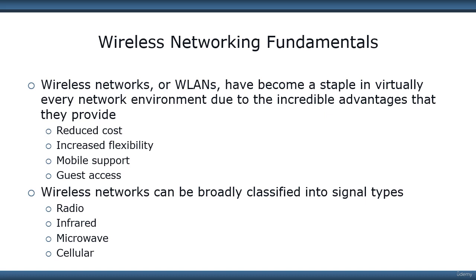Microwave would be used for broader wireless LANs or campus area networks where we have essentially wireless antennas on the top of buildings and have line of sight to other buildings around the campus. And then cellular, of course, now we're all familiar with cellular because of our cellular phones, so we have wireless access on those cellular devices.